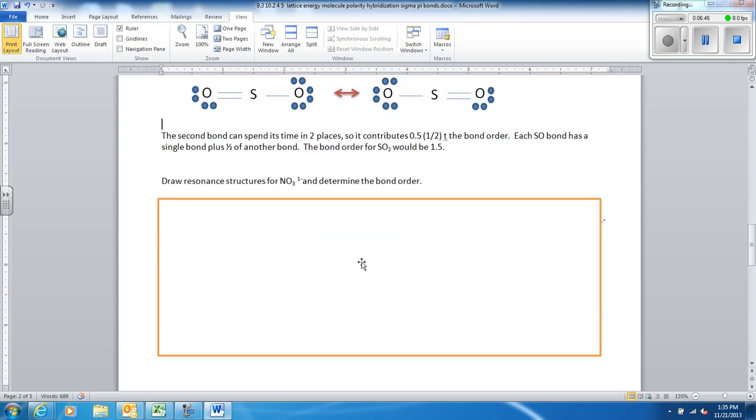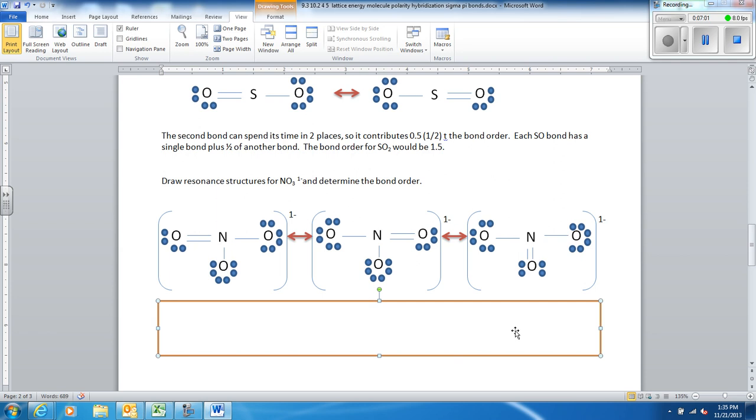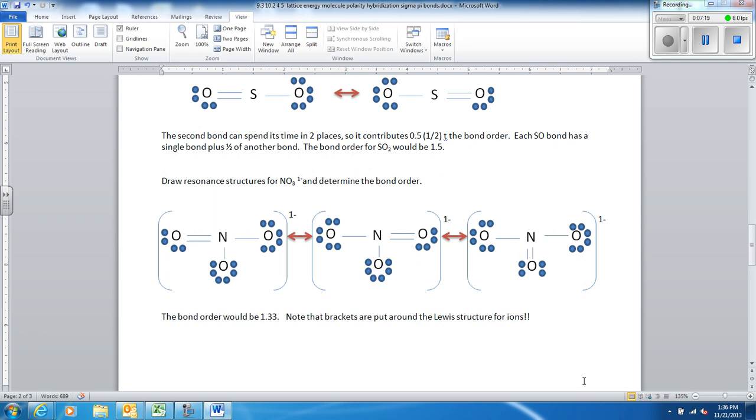Okay, now try NO3-. You should pause and draw the structures. Don't forget your brackets. You add 1 electron because of the 1 minus, so you add up all your valence electrons plus 1 more. You should pause. Here are your 3 Lewis structures. And now for the bond order, we've got a single bond everywhere plus 1 double bond, but that second bond spends its time in 1, 2, 3 places. So it spends a third of its time in each place. So the bond order would be 1.33.